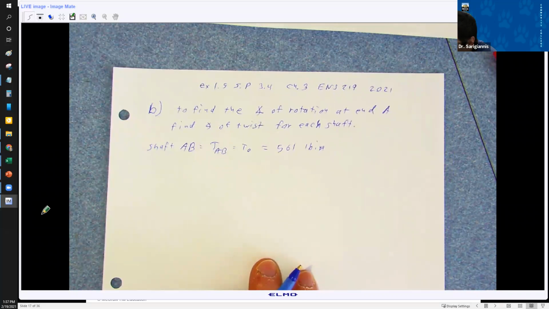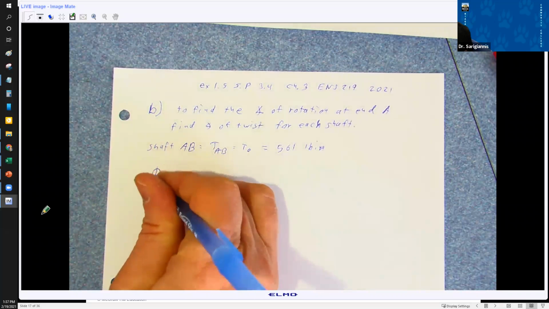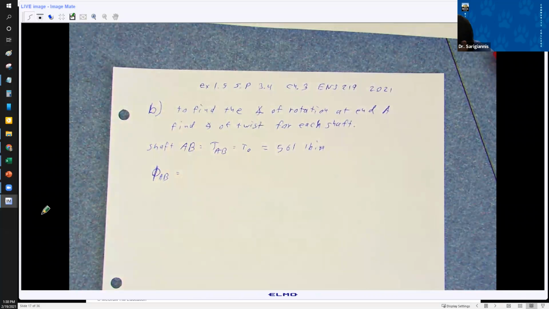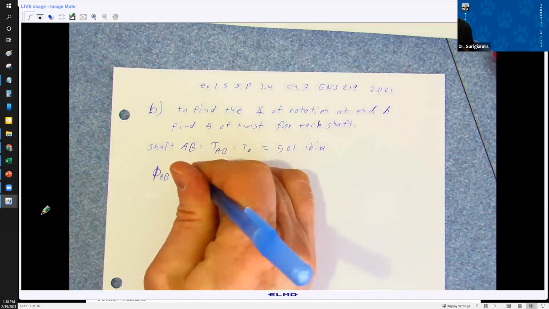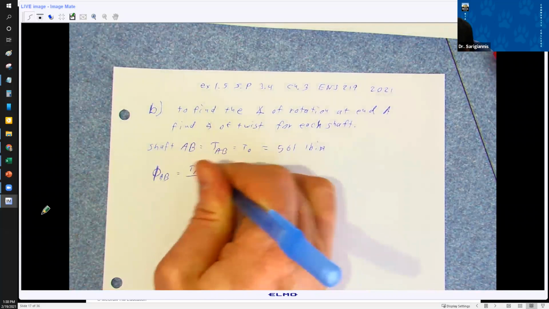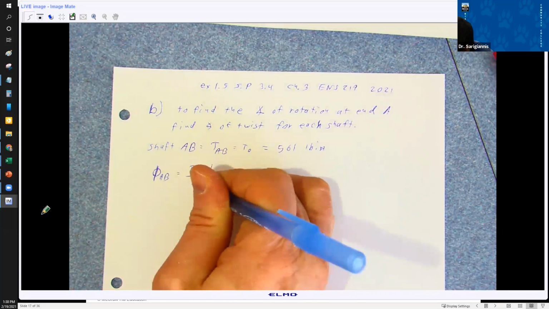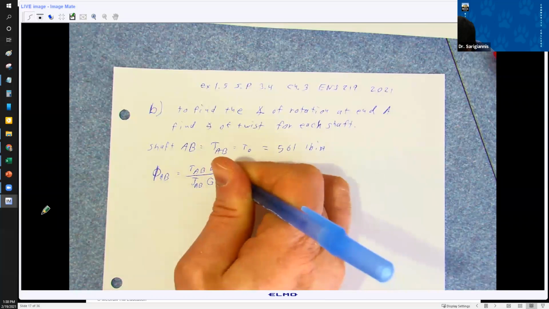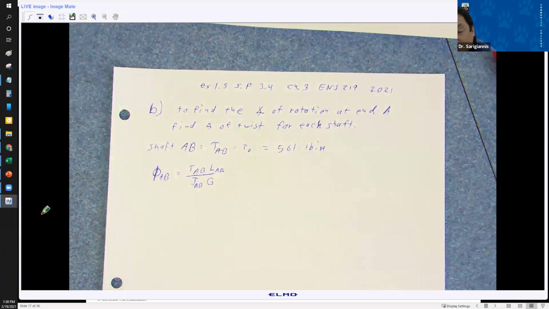So this is the limiting torque from part A. And let's look at the angle of twist, phi AB. What does it say? Corresponding angle through which end A rotates. So phi AB is going to be the torque AB times the length divided by the polar moment and the stiffness. All these subscripts. So AB has its own torque, length, and polar moment of inertia. The stiffness for each one is the same, 11.2 times 10 to the 6th.